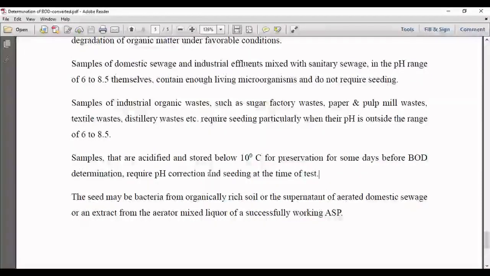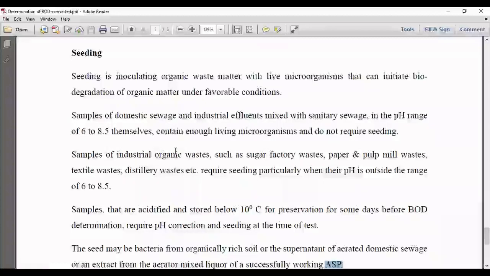The seed may be bacteria from organically rich soil, or the supernatant of aerated domestic sewage, or an extract from the aerator mixed liquid of a successfully working ASP, that is the activated sludge process plant, right? But in our case, we are going to take the samples from the inlet and the outlet of the STP, which in themselves contain a lot of microorganisms. Hence, there is no need of seeding. But I have covered this topic just to make you understand.